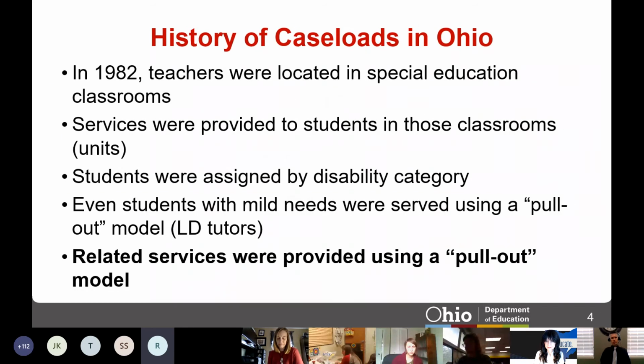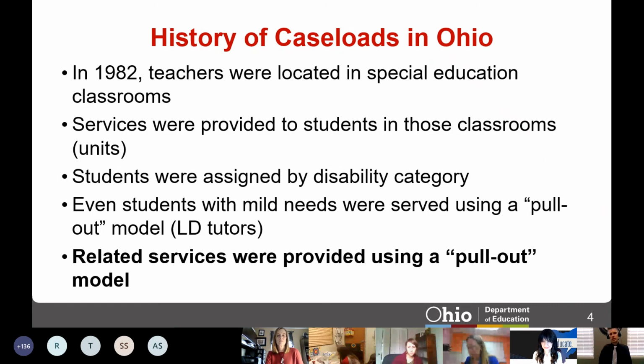All right, so let's give a quick overview of the history. In 1982, when a lot of the language started here, teachers were located in special education classrooms, and it was very unit-based. So you had a unit for children with autism, you had a unit for more severe children. And so that's how special education was provided in those unit-based classrooms. Students were assigned to those classrooms by a disability category.